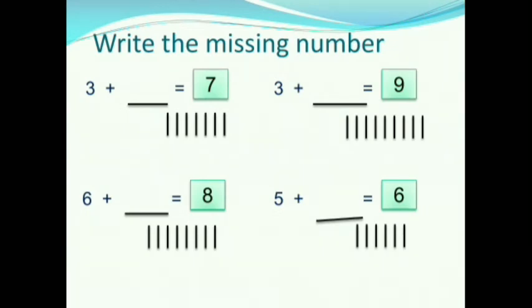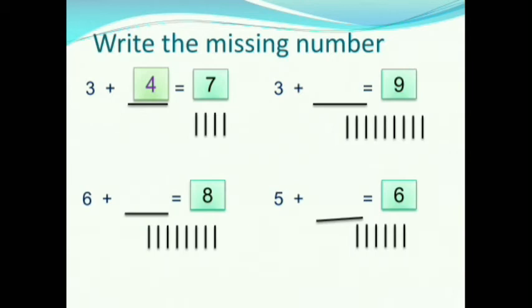Children, now we should write the missing numbers. The first question is 3 plus dash is equals to 7. So we want our answer to be 7. We have drawn 7 lines for it. But we have 3 in our question. So we will remove 3 lines. How many lines are remaining? 4 lines are remaining. So the missing number is 4.